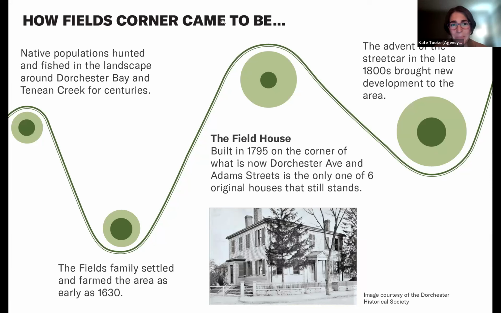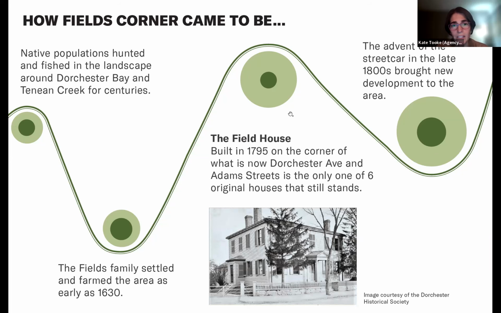Big picture, in broad brush strokes, this is a part of New England where native populations settled, hunted, and fished in this landscape for many, many centuries. The Fields family, the namesake of Fields Corner, settled here and farmed in the area as early as about 1630, just after the famous Mayflower landed. The Field House, which stands today and is an iconic part of the neighborhood, was built in 1795. Until that point, it was farmland and the domain of the Fields family. The advent of the streetcar in the 1800s brought a lot of new development in the area.